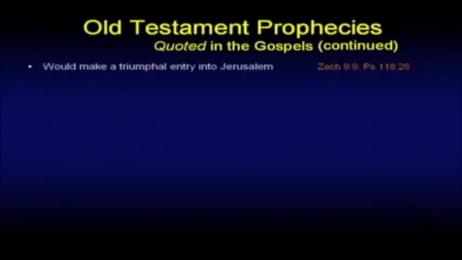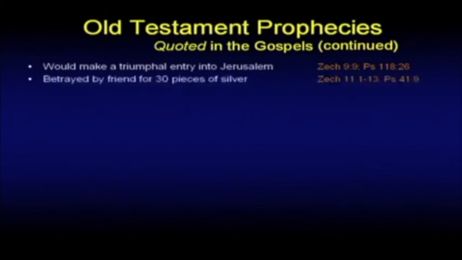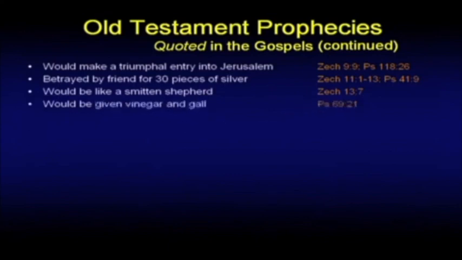Let's talk just the last week of Christ's ministry, the last week of his earthly walk here. He'd make a triumphal entry in Jerusalem, according to Zechariah 9:9 and Psalm 118. He'd be betrayed by a friend for 30 pieces of silver. He would be like a smitten shepherd. His people would be scattered. He'd be given vinegar and gall.